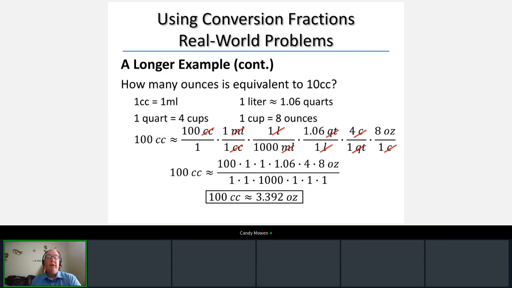Okay, so we can set this up. 100 cc's over 1 times 1 milliliter over 1 cc times 1 liter over 1,000 milliliters times 1.06 quarts over 1. The quarts cancel. We want it down to ounces, so 100 cc's equals approximately 3.392 ounces. Everything else canceled out.